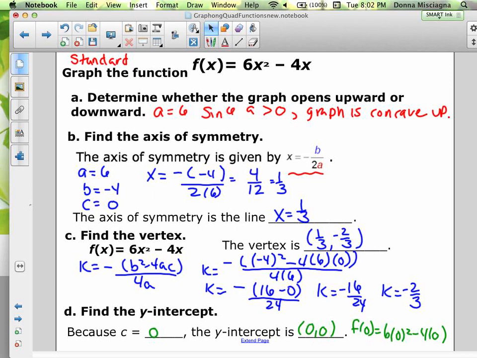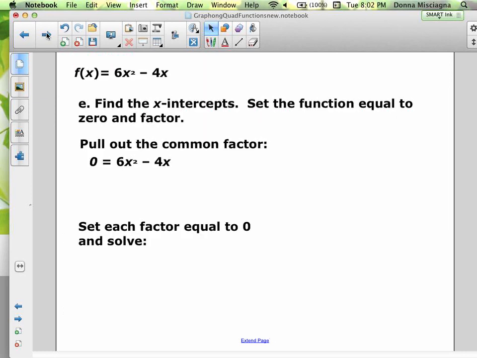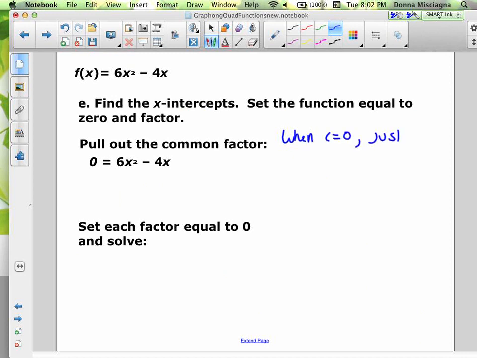All right, so we've got half of the things we need, actually more than half. All we need now is the x-intercepts. And this is super easy to solve. So you find your x-intercepts: you're going to set the function equal to 0 and factor. When c is 0, all you have to do is factor out the greatest common factor. It'll always be factorable.